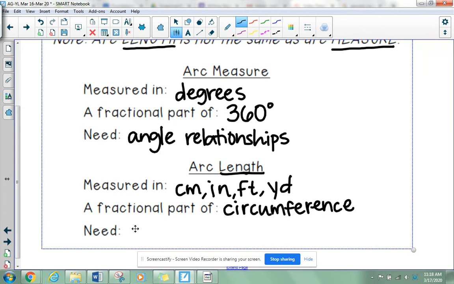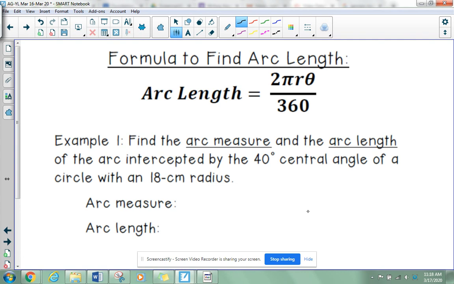And to find arc length, you need two things. You need a central angle and you need the radius of the circle. And the reason you need those two things is because there is actually a formula for arc length. And it's a formula that's on the formula sheet that you would use when you take the milestones. And this is what it says. It says 2 times pi times the radius times this right here.